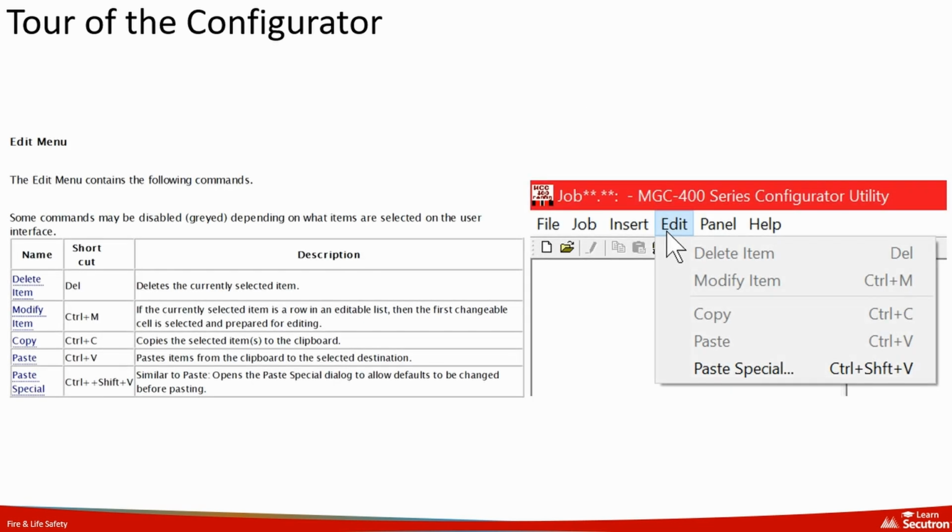The Edit menu contains commands for managing items within the software. It includes options to delete, modify, copy, and paste items. The commands are accessible through keyboard shortcuts. The availability of these commands depends on the user's current selection in the interface.